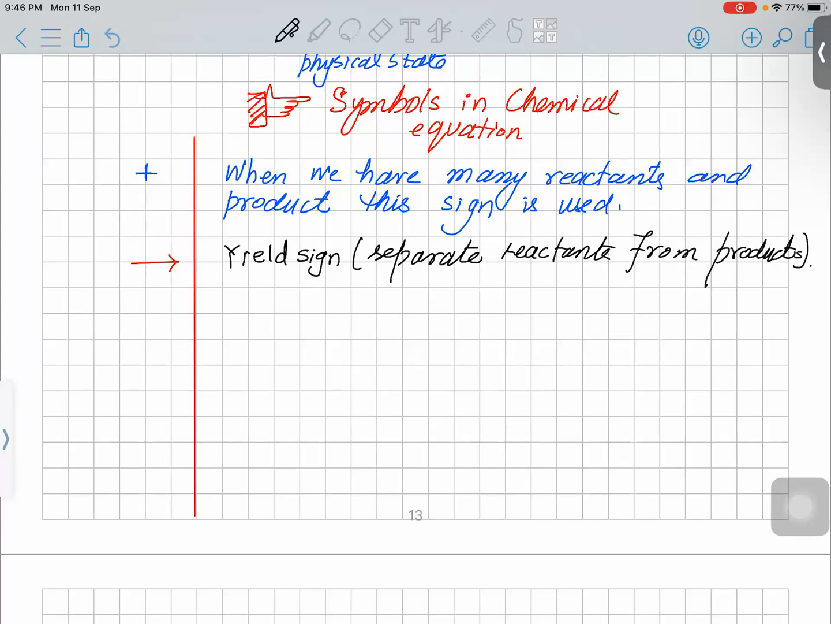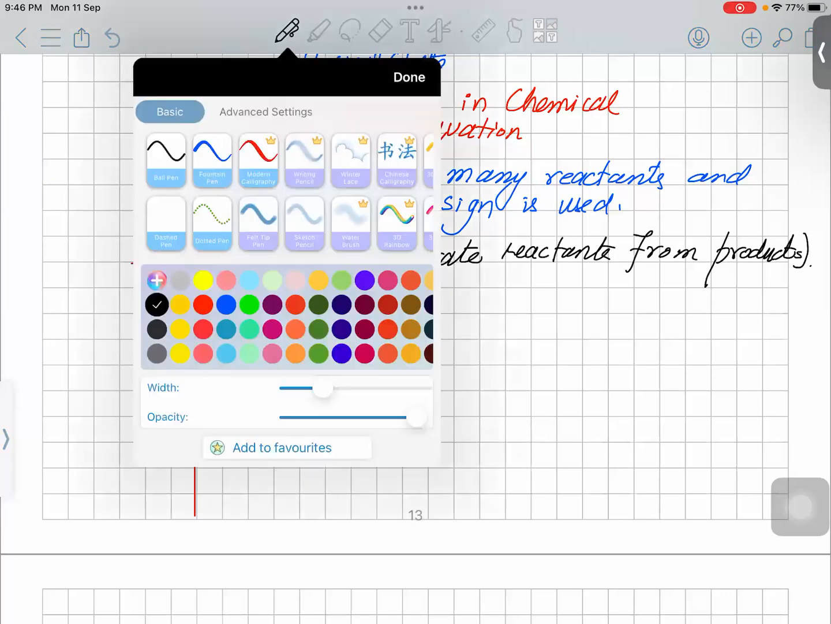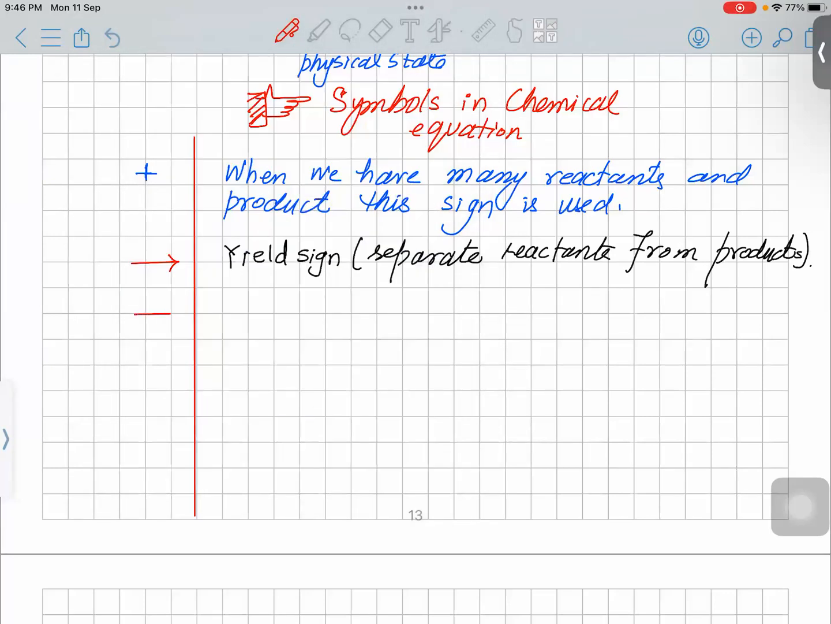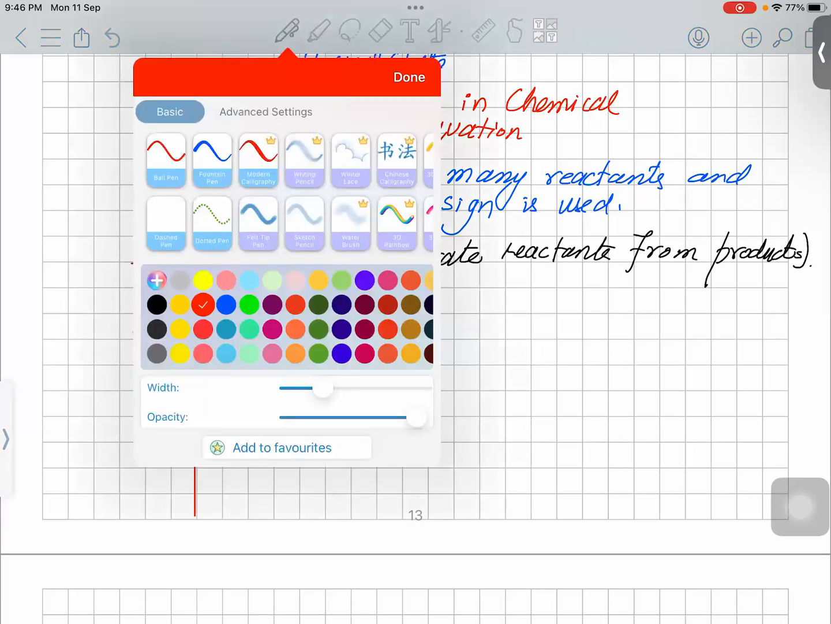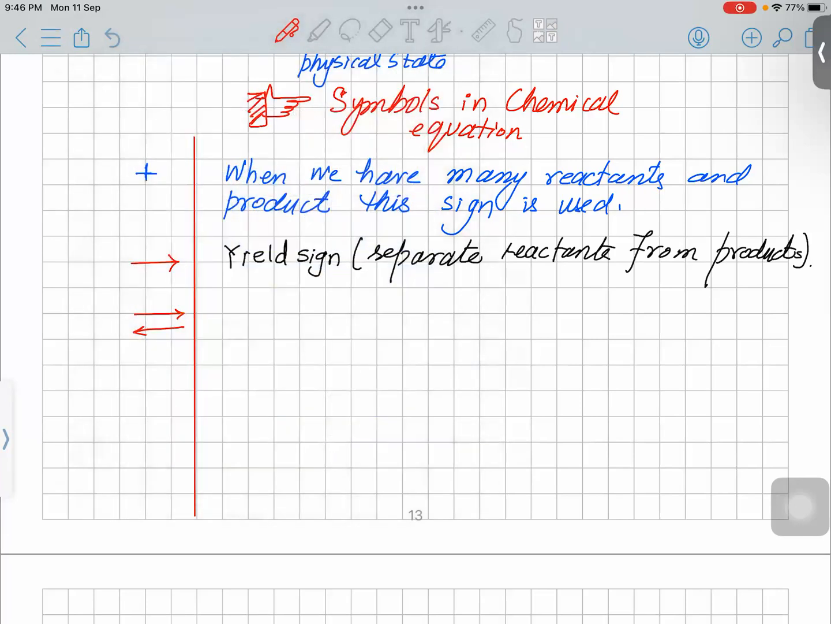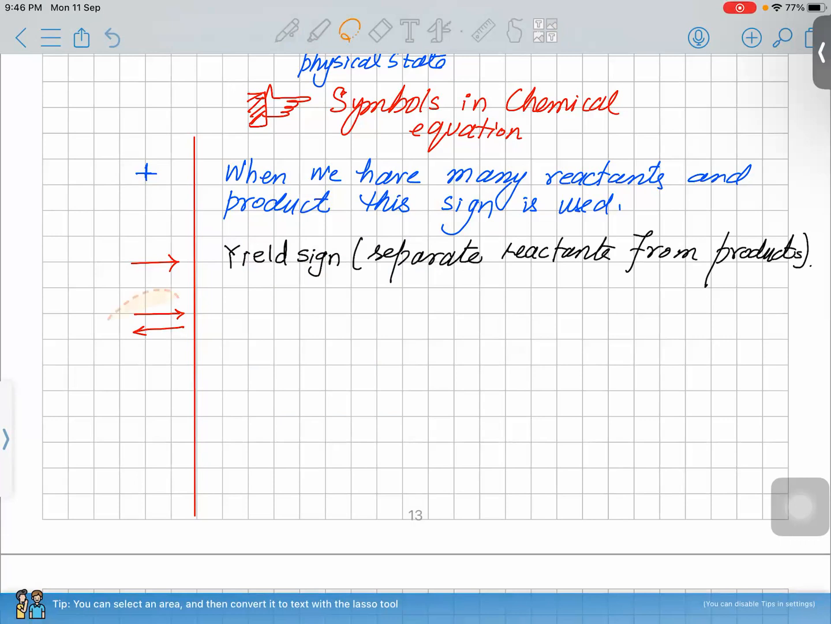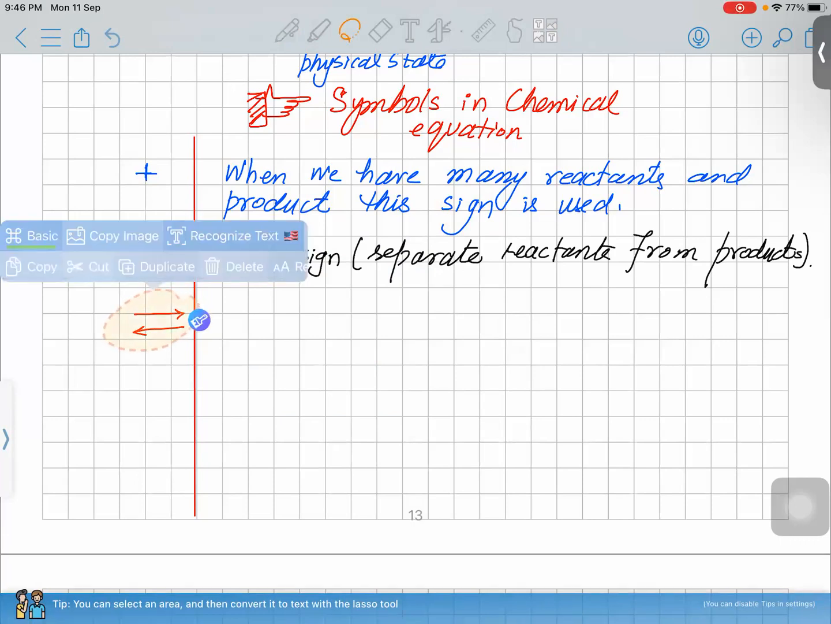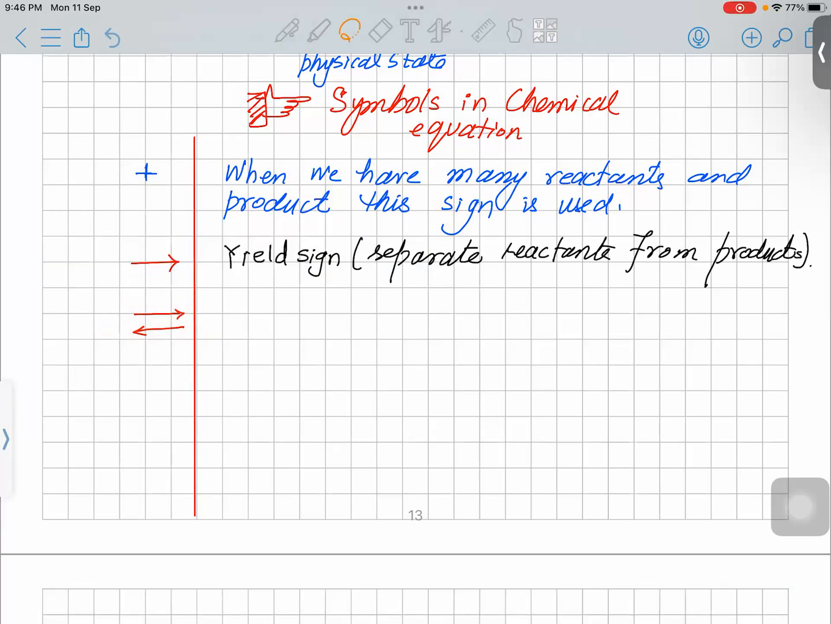Some writers use is equal to sign, right? Another reason is that whenever you use this sign, this sign indicates a reversible reaction. So students may get confused between the equal to mark and this mark. Are you getting my point? Yes, sir.